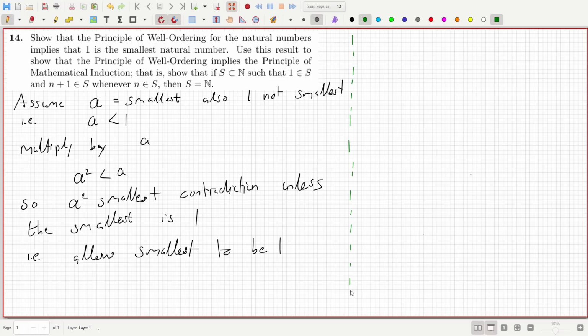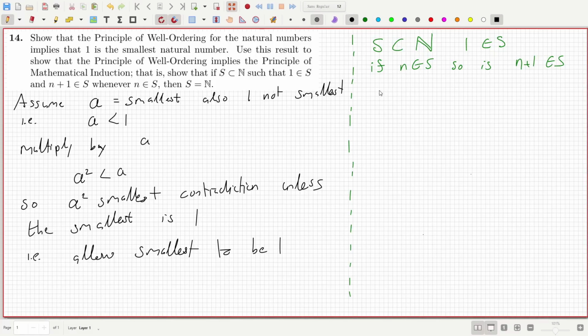Okay, so let's start off with the second part then. So use this principle, i.e., S is a subset of N. One is in S, and if N is in S, so is N plus 1 in S. Okay.